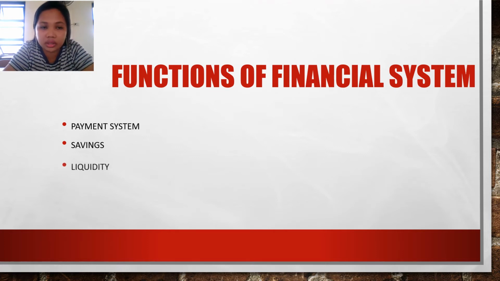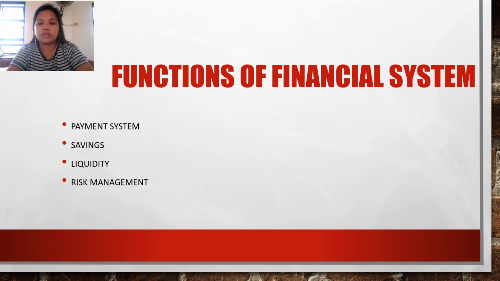Next is the liquidity. The financial market gives investors the ability to reduce systematic risk by providing liquidity. It allows for easy buying and selling of assets when needed. Next is risk management. It protects investors from various financial risks through insurances and other types of contracts.